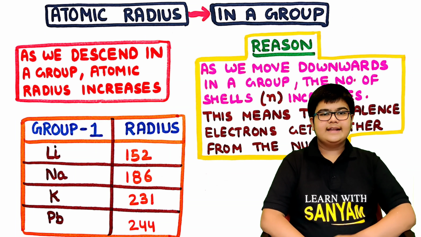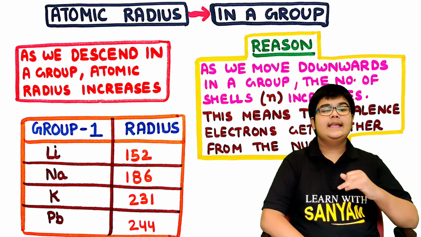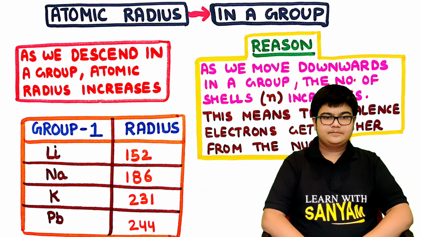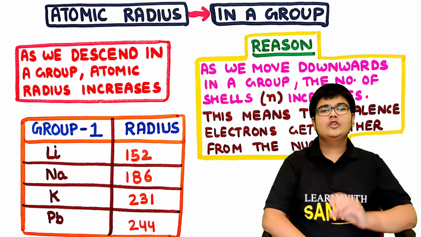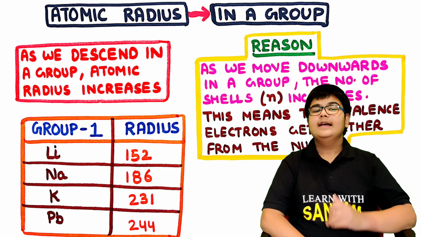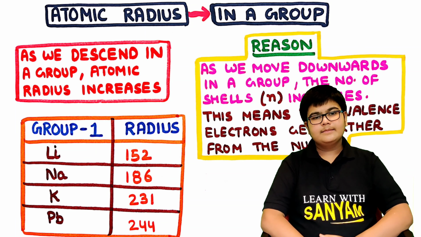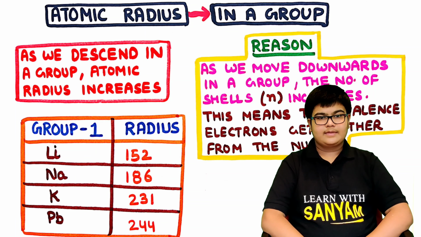As we descend in a group, atomic radius increases. Let's understand with the help of an example. Let's take the example of group 1 elements. They are lithium, sodium, potassium, rubidium and so on.